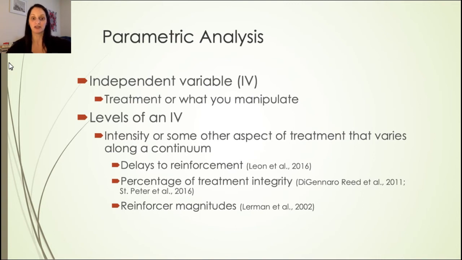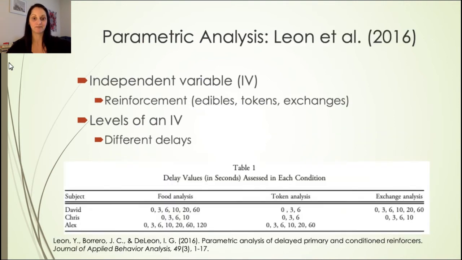So some work has looked at varying systematically the percentage of treatment integrity to see how that affects the effectiveness of treatment. And then some people have looked at the effects of reinforcer magnitude. So if you look at maybe different durations of reinforcer access, you could look at, okay, what are the effects of giving 30 seconds access to a reinforcer versus 60 seconds access to a reinforcer, maybe versus 10 minutes access to a reinforcer. So that's another independent variable that can be varied according to a level.